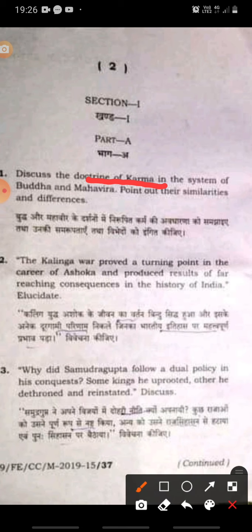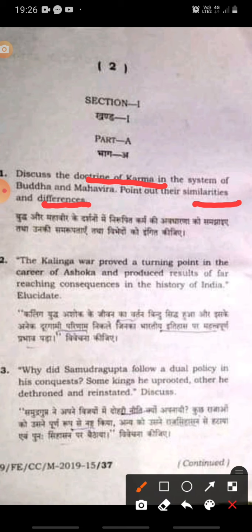Point out their similarities and differences. So you have to write about the doctrine of karma of Buddhism and Jainism, and also discuss their similarities and differences.